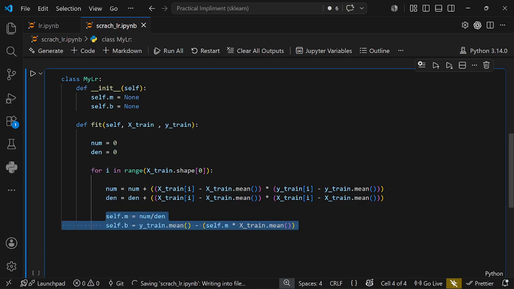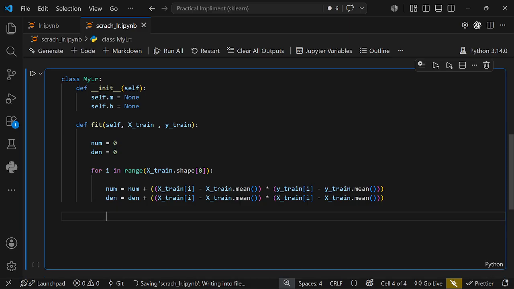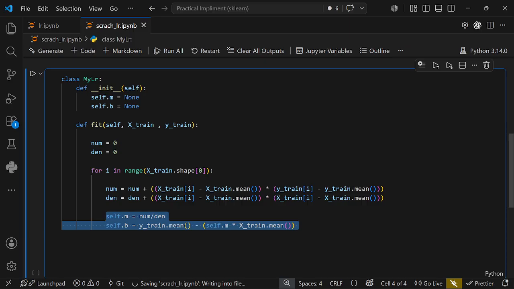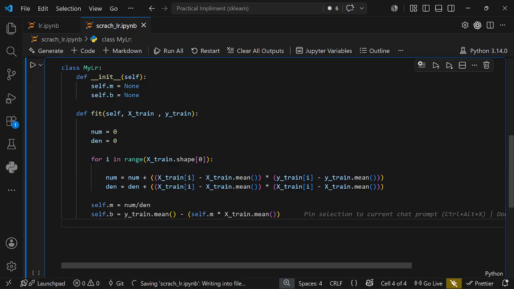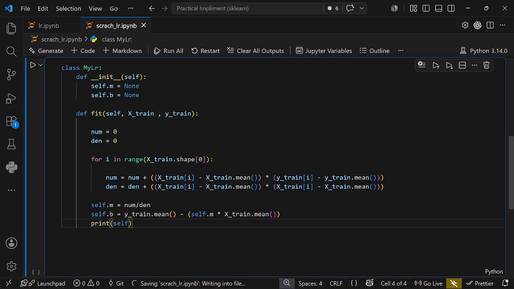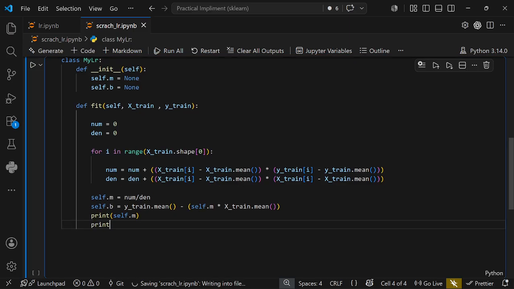Let's take this outside the loop. Let's print out the self dot m and the self dot b.